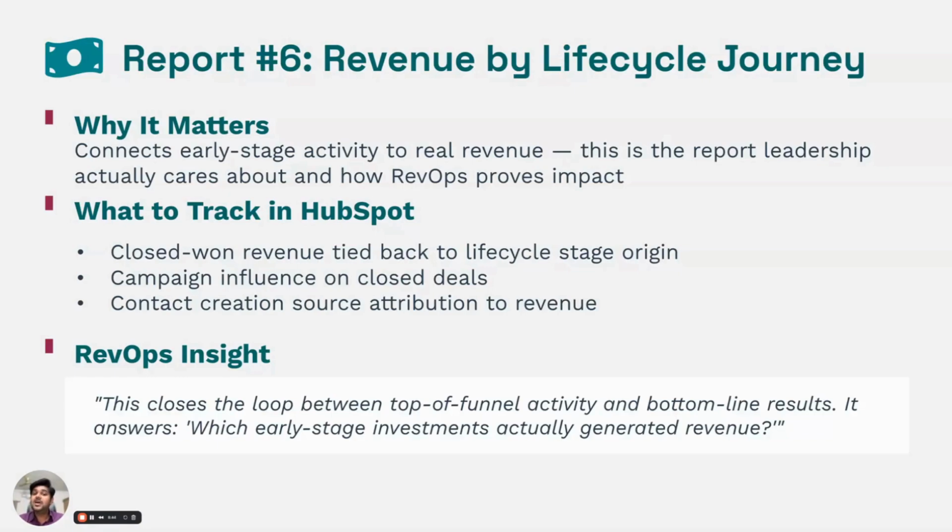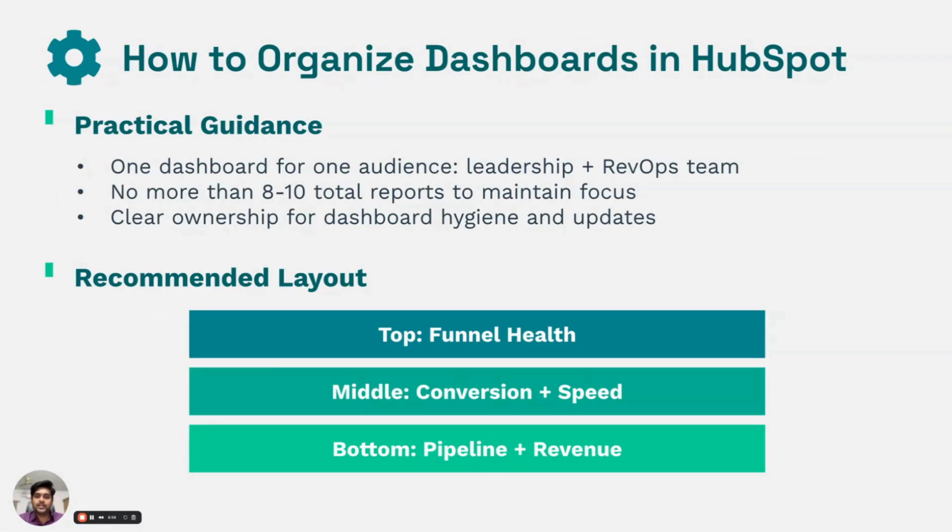When your CEO asks, was that campaign worth it? You show them this report. When your CFO asks, where should we invest in the next quarter? You point them to this report. This is how RevOps improves impact. Remember that. All right. So you've got your 6 core reports. Now what? How do you actually organize this into a dashboard in HubSpot?